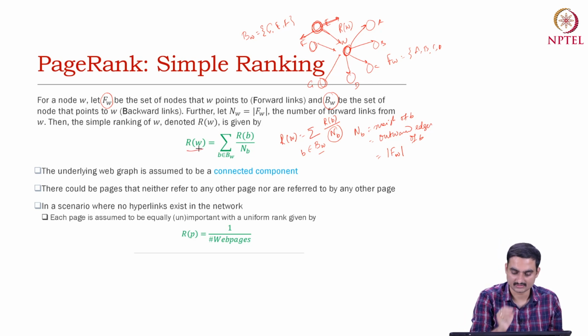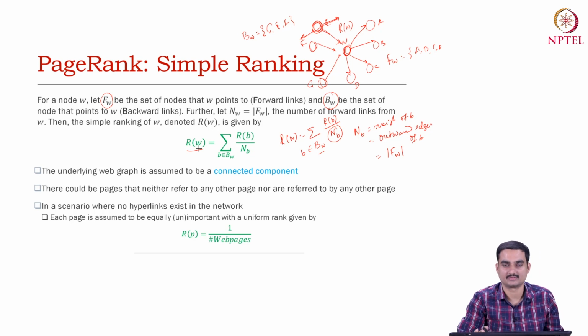This is RW. Now, we assume that the underlying graph is a connected graph, because if it is not connected, then there are some issues, but let us assume that it is connected. We will see how we can tackle this problem of disconnected components and so on. Okay.